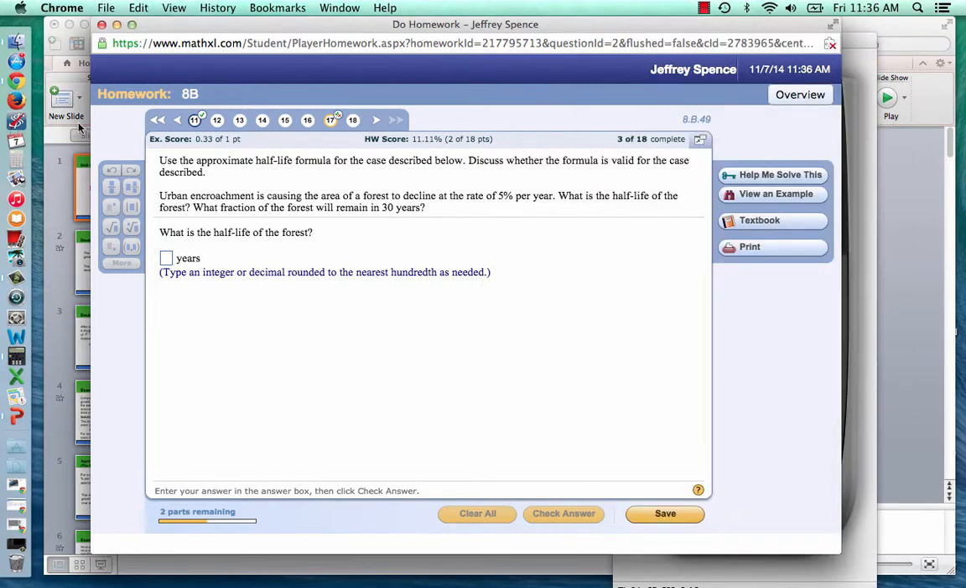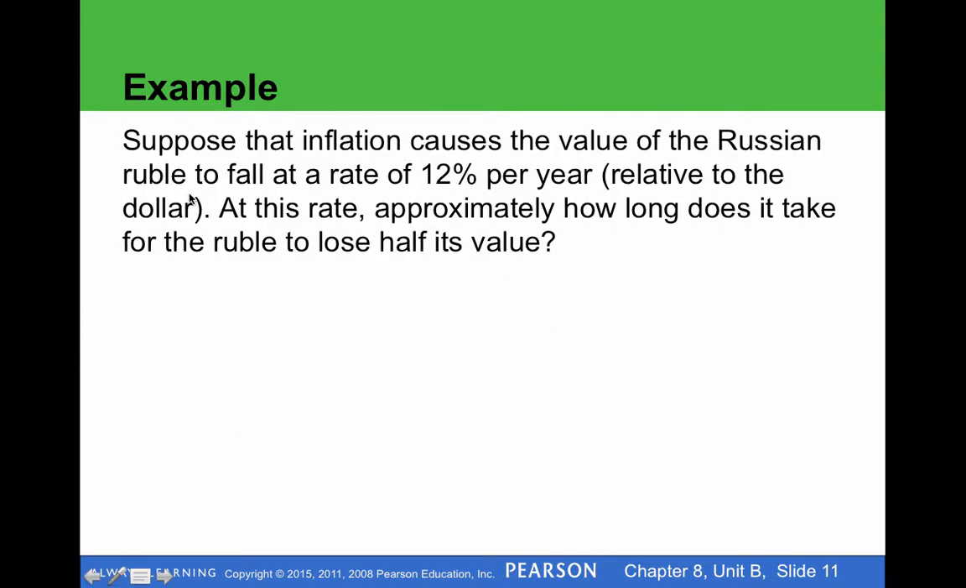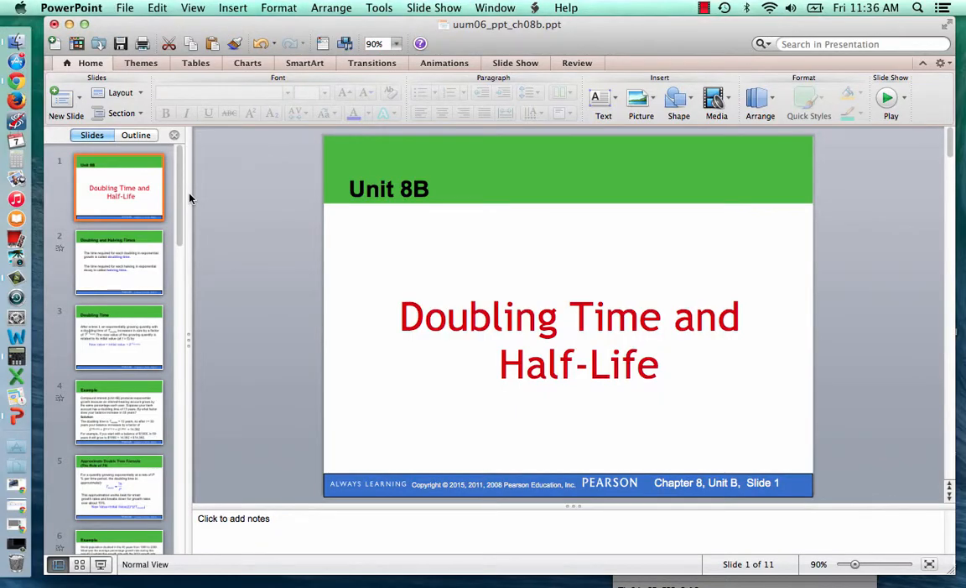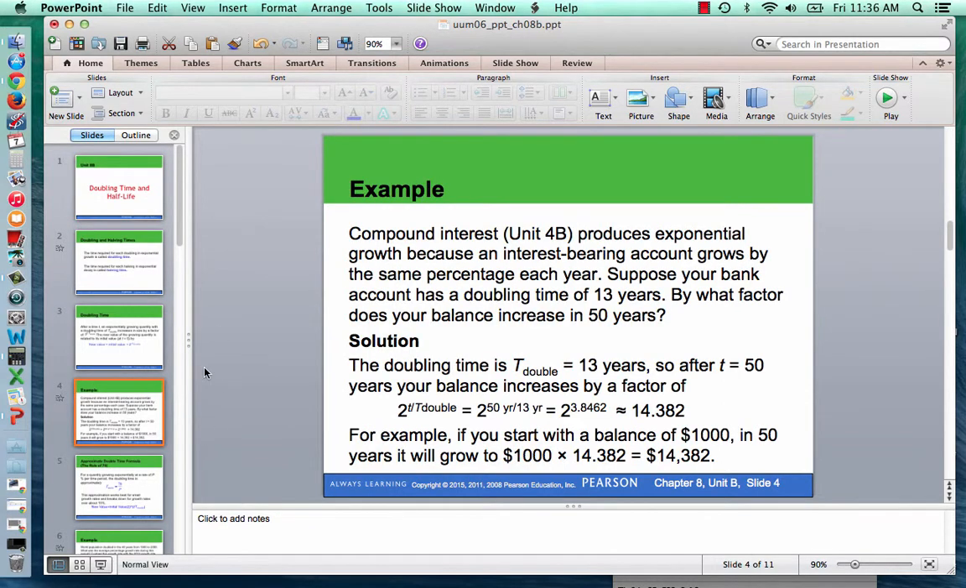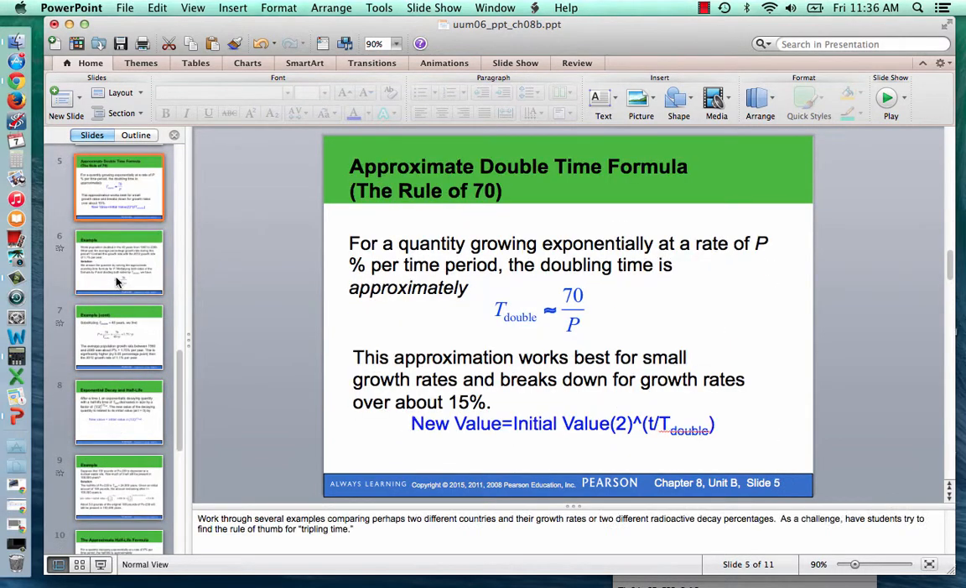So remember now, when we do these problems, we're going to have basically four formulas that we're going to be looking at here. The time to double is always 70 divided by the growth rate. So if they don't give you the time to double in the problem and they give you a growth rate, you'll have to do this division. Then you use the new value equals the initial value times 2 to the time divided by t double. I would write both of those blue formulas down in your formula sheet.